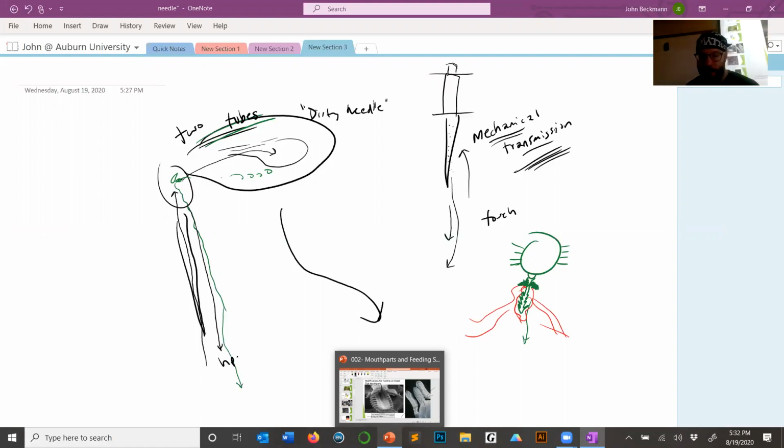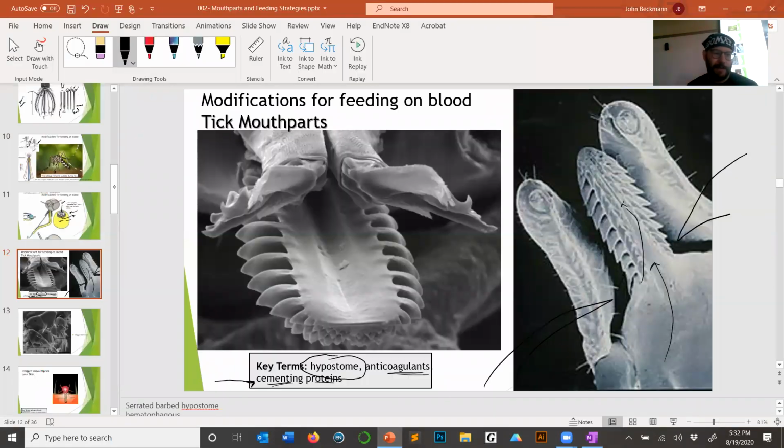We'll get to that point. The ticks eventually fall off when they get full, but it takes them a long time to get full.